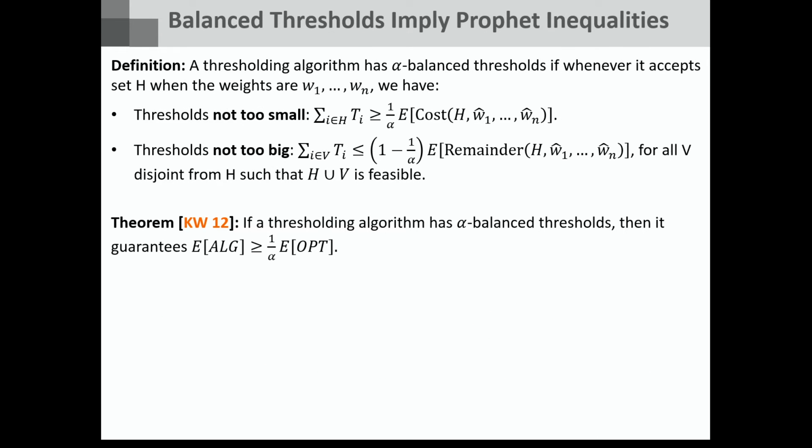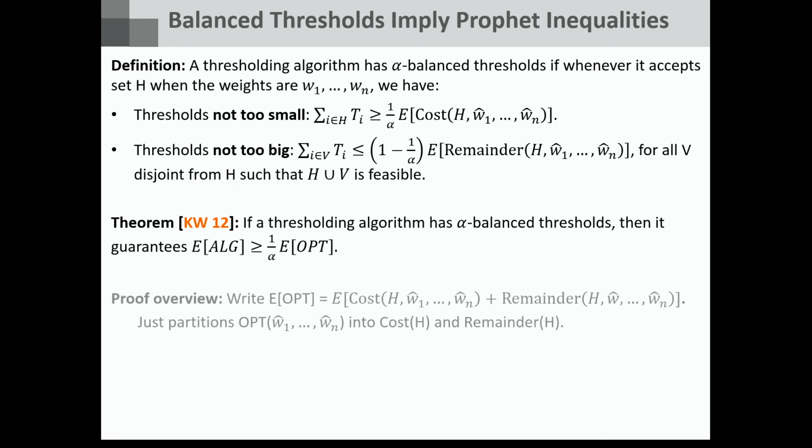Okay, so now I spent all this time giving you a definition. Let me at least use it for a theorem. What we know is that if a thresholding algorithm has alpha balanced thresholds from this definition, then it guarantees a 1/alpha fraction of the expected opt. I'm not going to give you a complete proof of this, but I will give you an overview that captures the salient ideas.